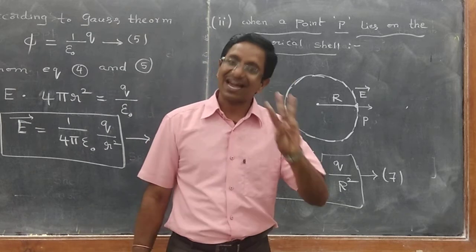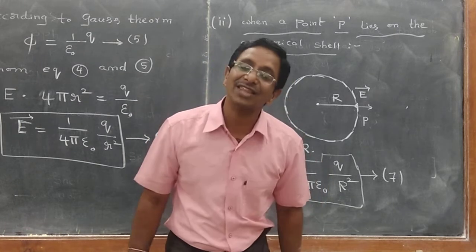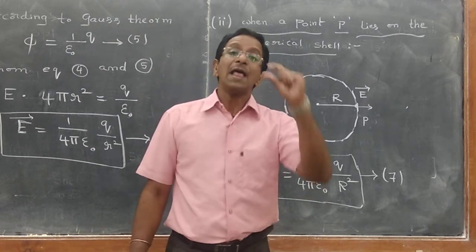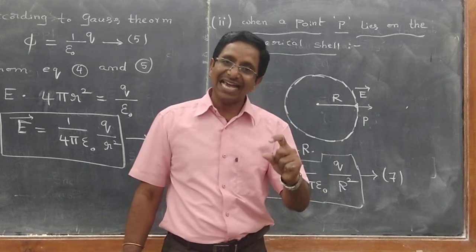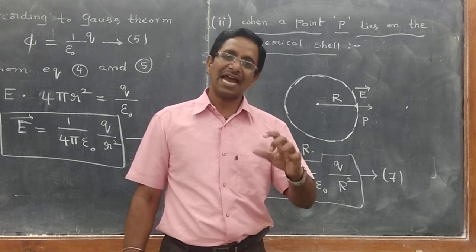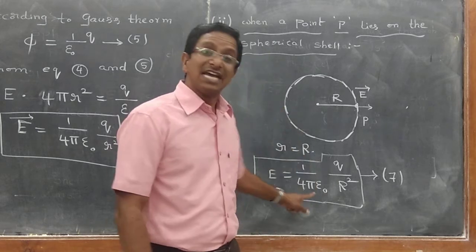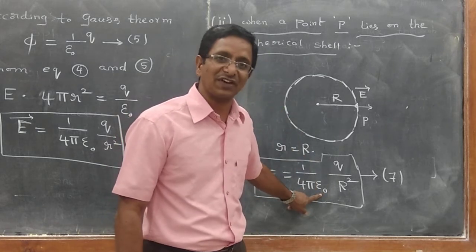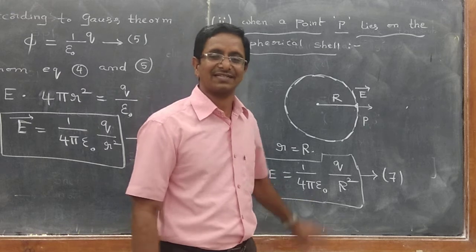Now the third point is there. What is the third point? Whenever the point P lies inside a spherical shell, in which there is another special case also for this one. I can also explain that one.